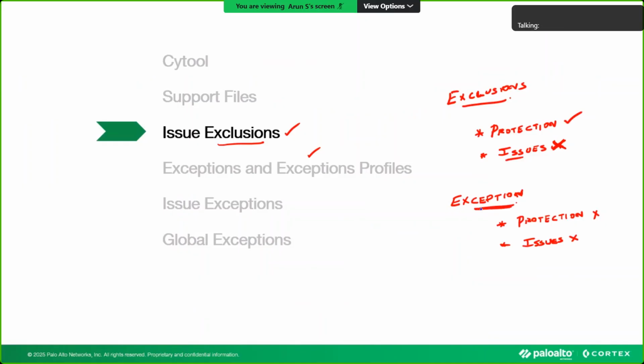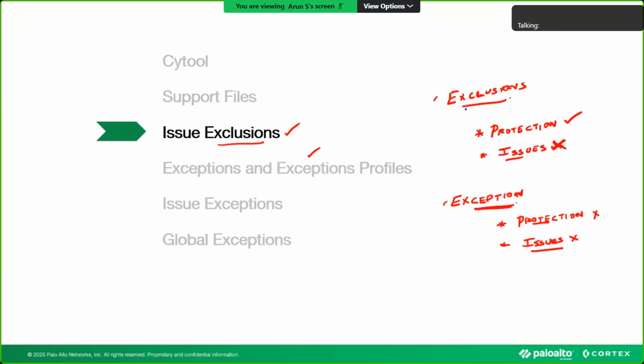What do you mean by exception? I don't want the protection also. So on my endpoint, my protection modules, that is your malware protection module, exploit protection module, they also need not work. Let's say I have a process, an application, and for that I don't want the protection. I don't want my malware protection module or the exploit protection module to check that. So no protection. And since no protections are there, the issues are also not going to be generated. That is the difference between exclusions and exceptions. Please make sure you understand this very clearly. What are exclusions and what are exceptions?